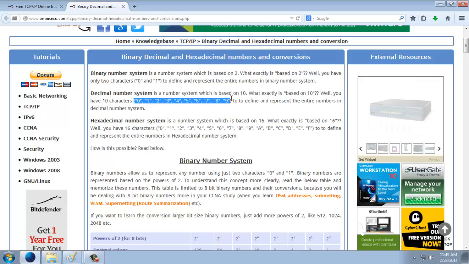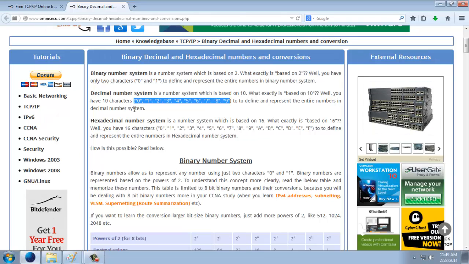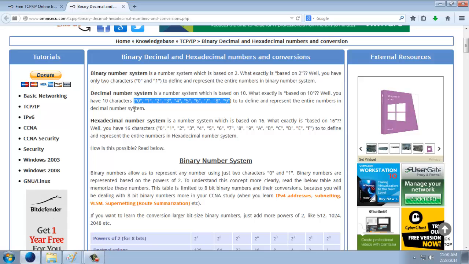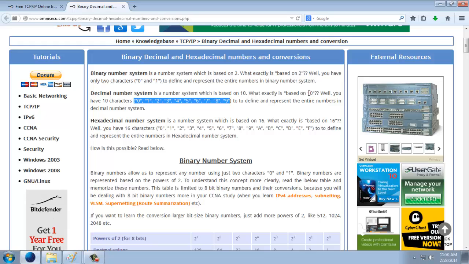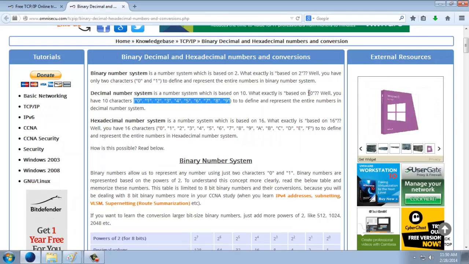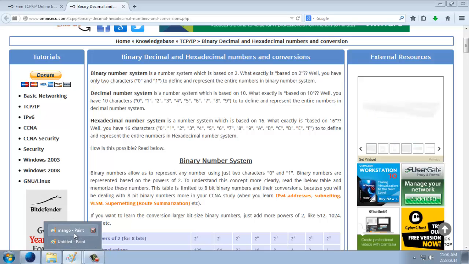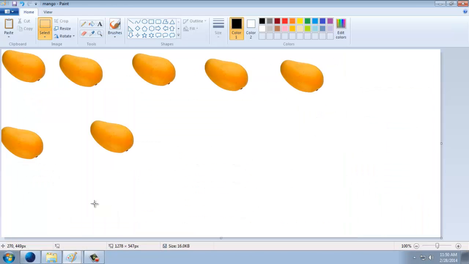In day-to-day life, all humans use the decimal number system, because for us it is easy to work with, since from the beginning we started learning based on the decimal number system, which is based on 10. From the beginning itself we learned our mathematics based on the decimal number system. So what is it actually? I will try to explain this number system using my favorite fruit, mango.